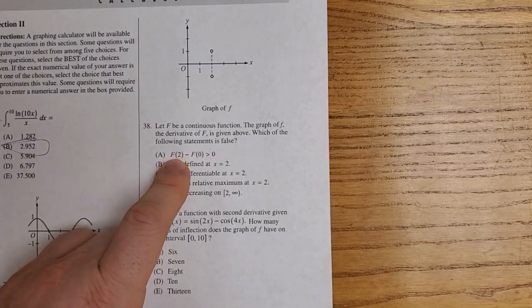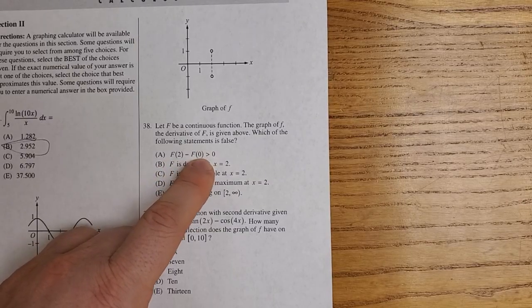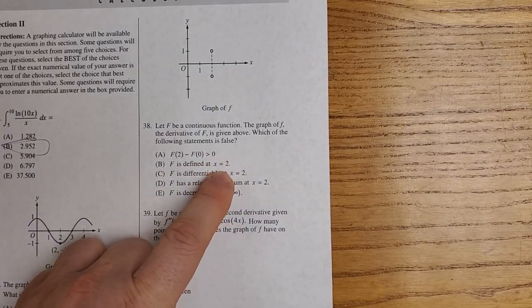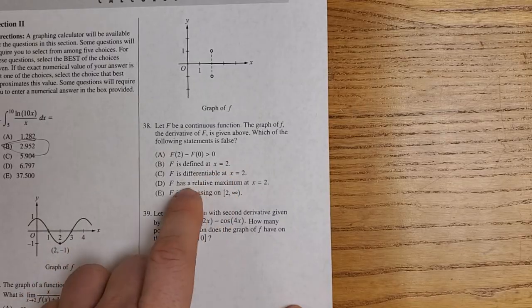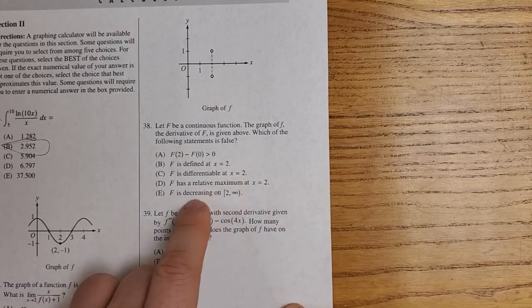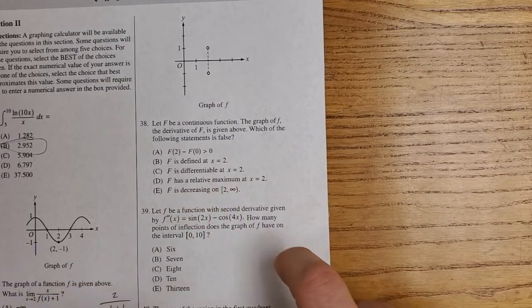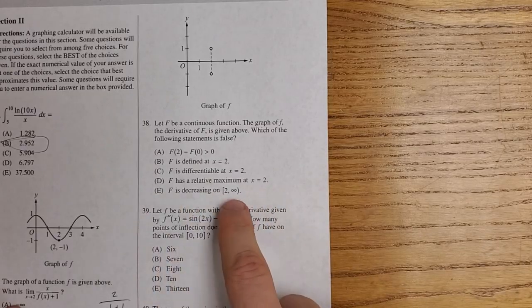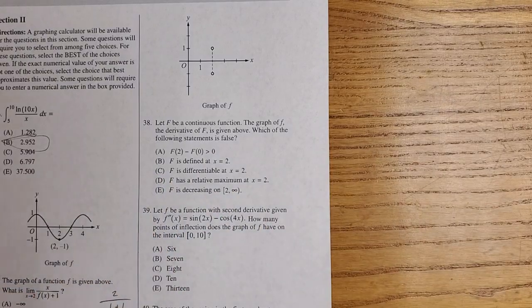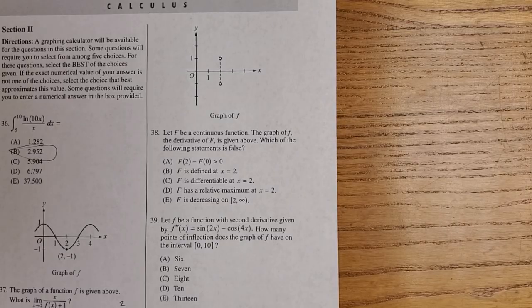That the original function at 2 minus the original function at 0 is greater than 0, or f is defined at x equals 2, or f is differentiable at x equals 2, or f has a maximum at x equals 2, or f is decreasing from 2 onwards, that f is decreasing and has a negative slope. And again, it's really hard to tell what they're going for when there isn't a proper picture of it.